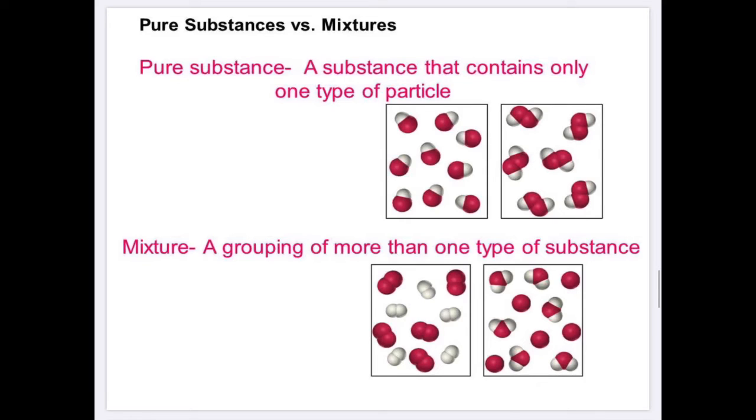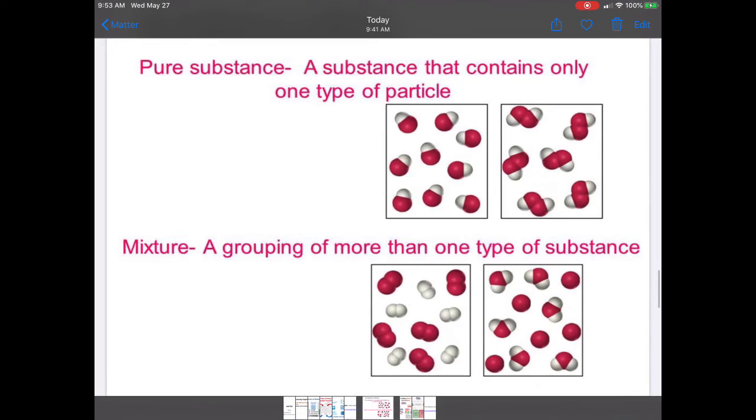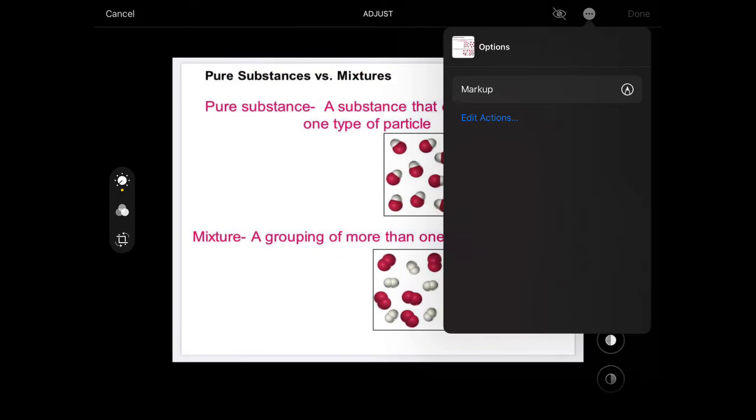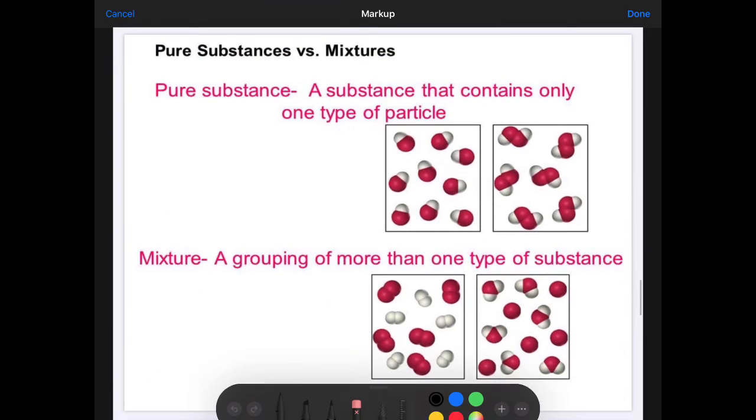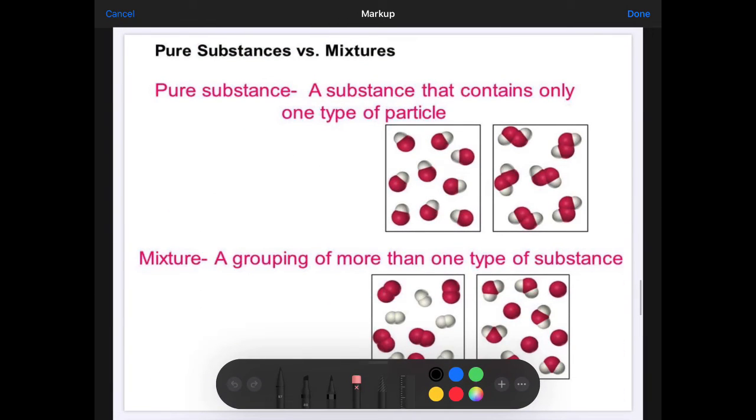Next, we have classifications of matter. So classifications, it's a big word for just meaning putting matter into groups, essentially. So first we have pure substances. Now, for our purpose, I want you to think of pure substance as just plain old water. There is absolutely nothing in this water. It is only one type of particle.